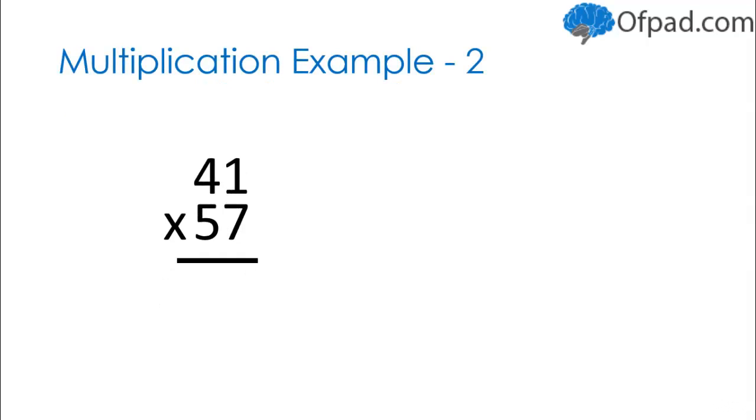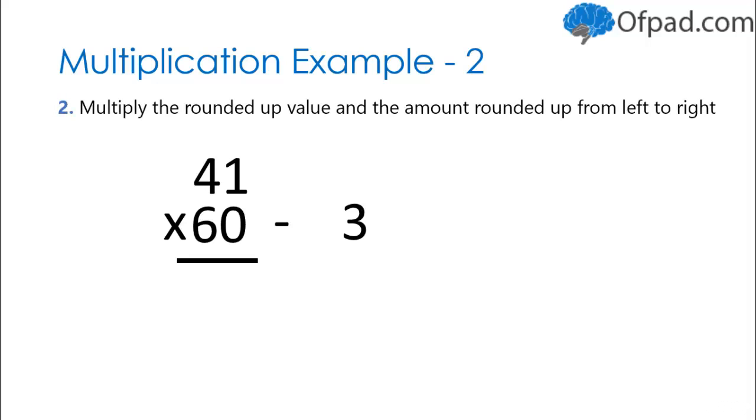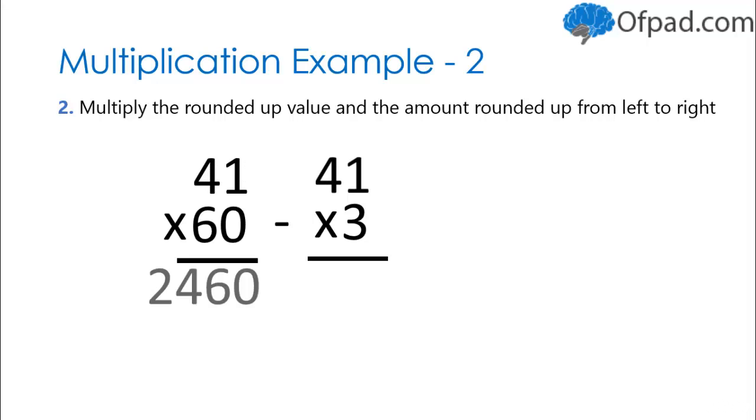Multiply 41 by 57. Round up a number. So we round up 57 to 60. We rounded up by 3. Multiply the rounded up value and the amount you rounded up from left to right. So we multiply 41 with 60 and multiply 41 with 3. Multiplying 41 by 60 gives 2460. Multiplying 41 by 3 gives 123.